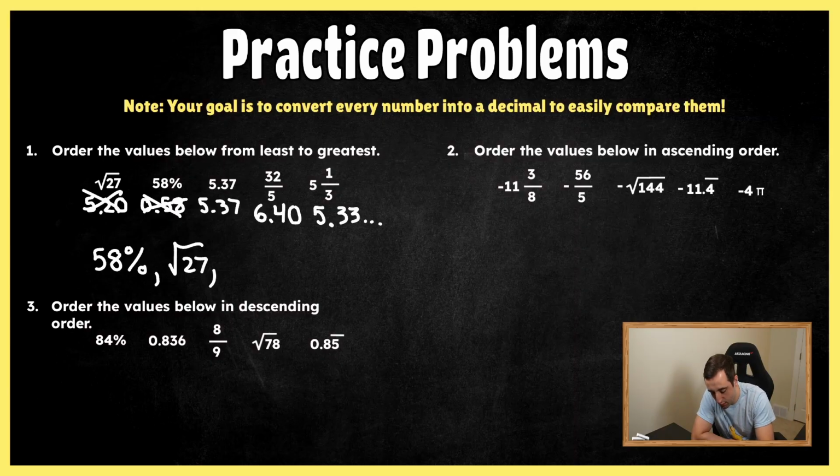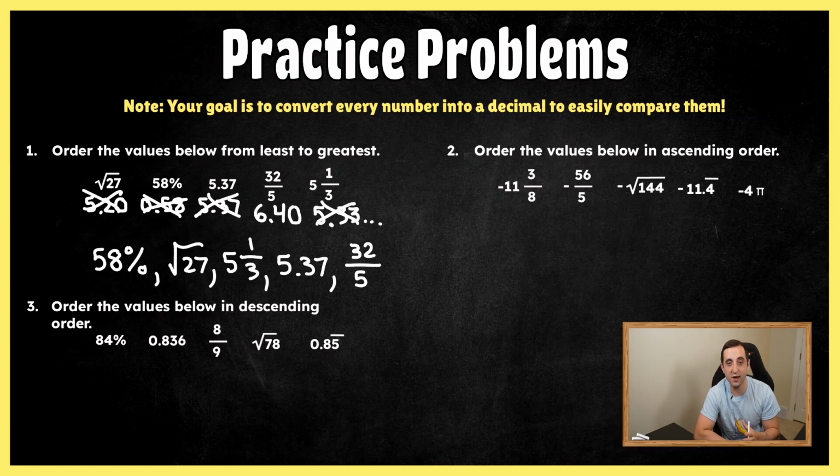After that, it looks like we have our mixed number of 5 1/3. Then we have our terminating decimal of 5.37. And then finally, the only one that's in the sixes is our improper fraction of 32/5. If you got number 1 right, very, very nice job. Now let's go ahead and make our way over to number 2.